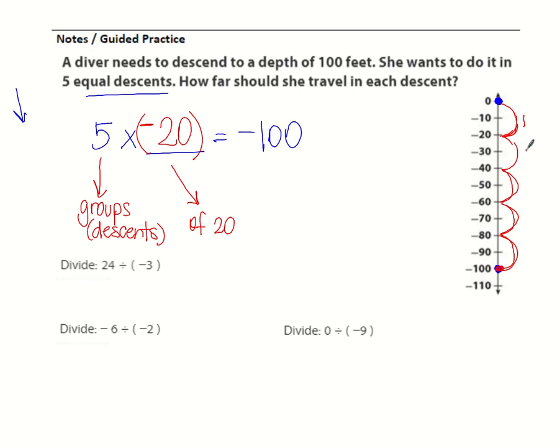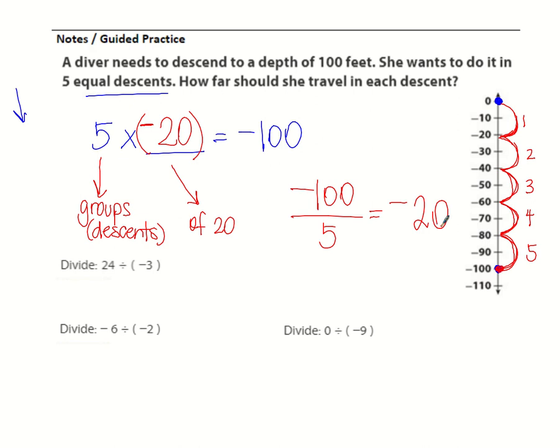Okay, so you can think of this as 1 descent, 2 descents, 3 descents, 4 descents, 5 descents of negative 20 gets you to negative 100. It's not very often you're going to use the number line to do that, but that's what they're showing you with the equal descents. You're breaking it up equally. What you're really doing in that problem is negative 100 divided by 5, so 5 equal descents. When you're doing the division, a negative divided by a positive is a negative, and that's the way you can think of it.